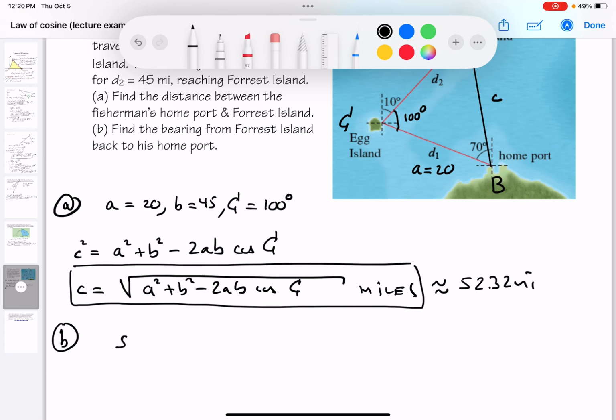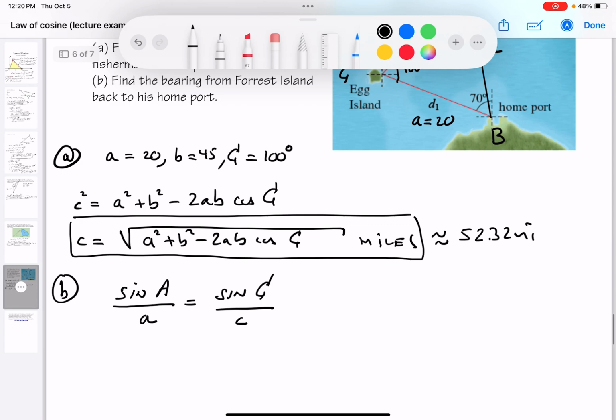So I'm going to say sine of angle A over side A equals sine of C over C. Now I just want to discuss, do I know the information? Do I know the length of side A? I do. Do I know the length of side C? It's in the box. I know that one too. Do I know angle C? I do. What I want to do is solve for angle A now. And let me go through that with you.